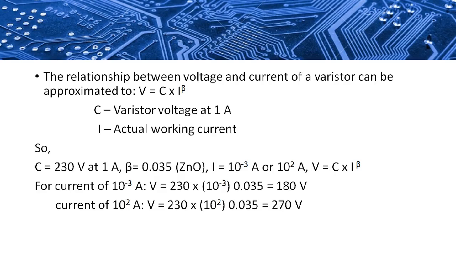And it is clearly seen that in case of over voltage or transient, the varistor will create a short circuit path and it will protect the circuit.